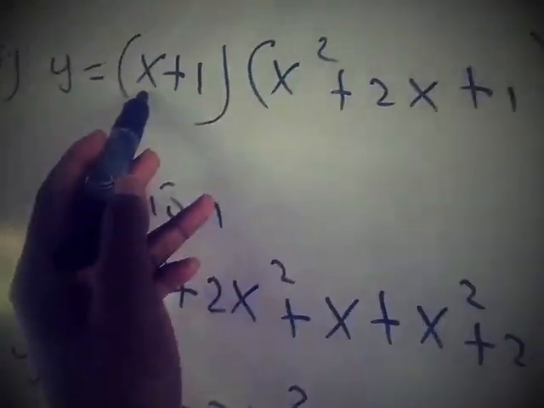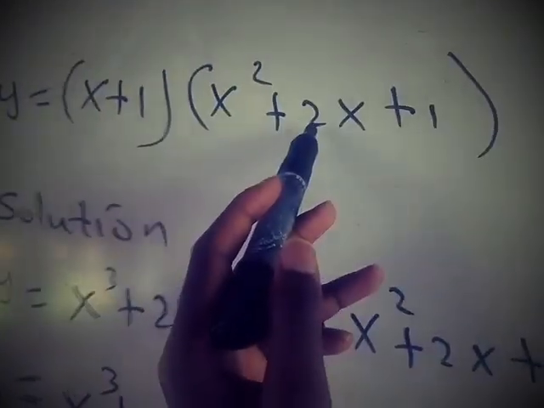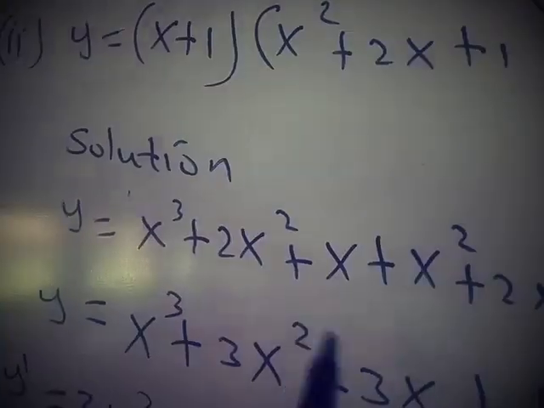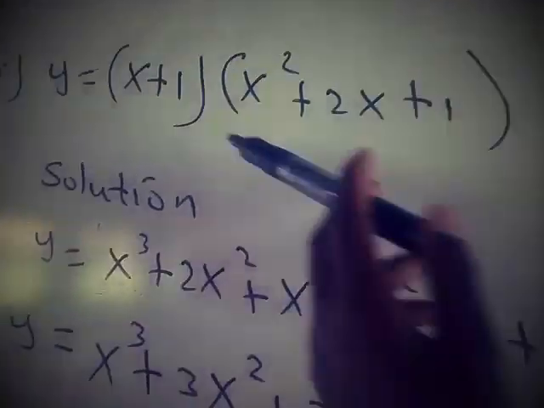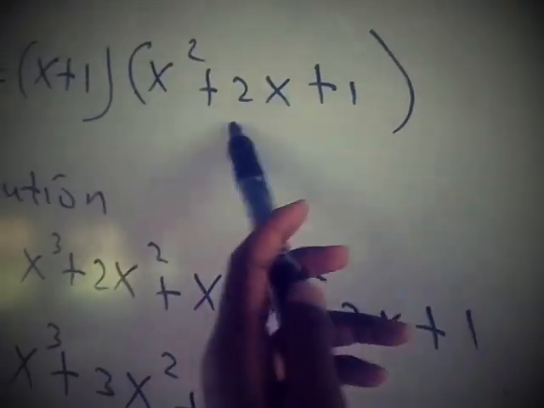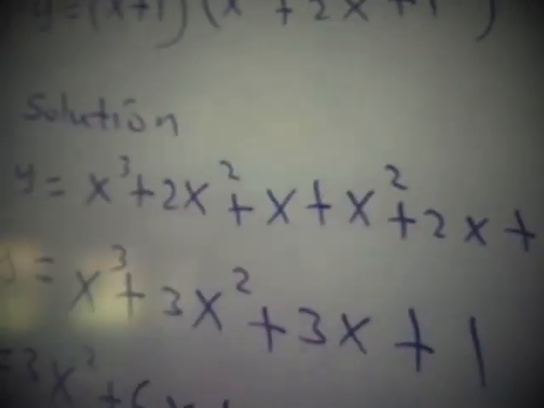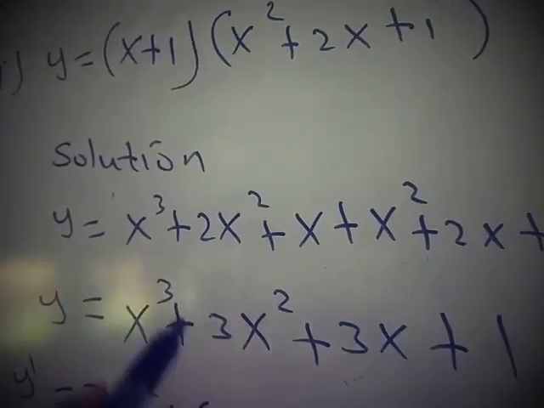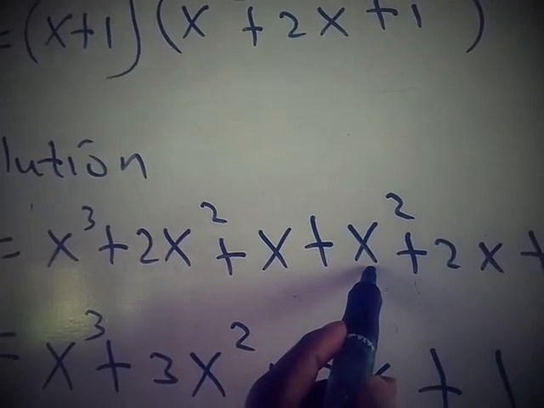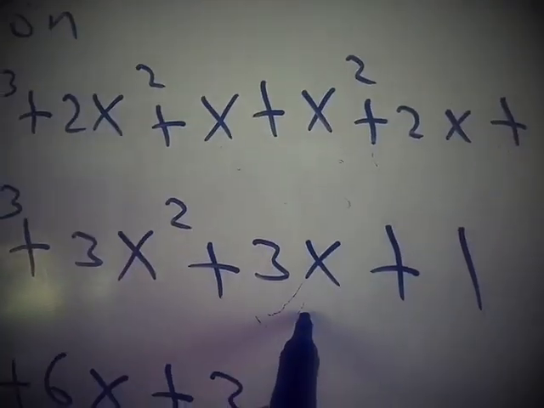So x times x squared will give us x cubed. x times 2x will give us 2x squared. x times 1 will give us x, plus 1 times x squared will give us x squared. 1 times 2x will give us 2x. 1 times 1 will give us 1. Then from there, you collect the like terms together. So x cubed is 1, so that is the result. 2x squared plus 1x squared is 3x squared. You have x plus 2x to give you 3x, then plus 1.